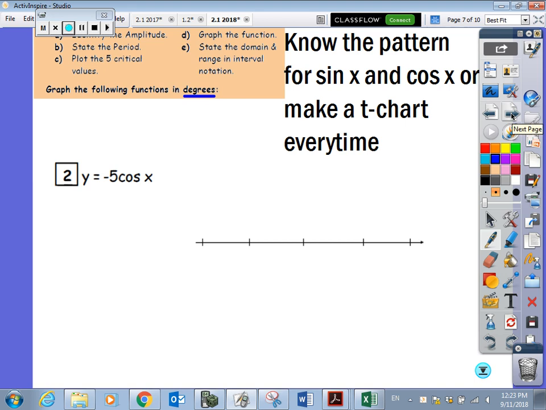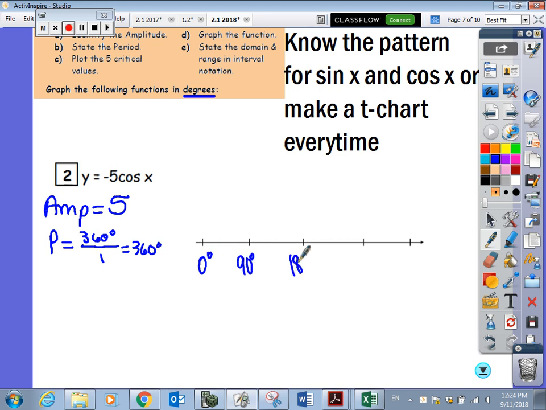All right, -5 cosine x. So our amplitude, this is where it's important not to say -5. Amplitude is a distance. Amplitude is 5. Our period is 360 divided by b. b is the number in front of the angle. x is the angle, so it's 1. So our period is 360. Now that we've done that for the 4th time, most of you could probably just fill these in. It's what they're going to be when it's 0 to 360.